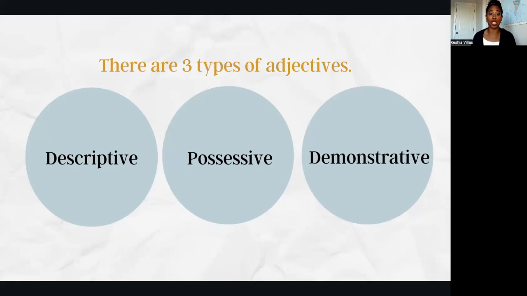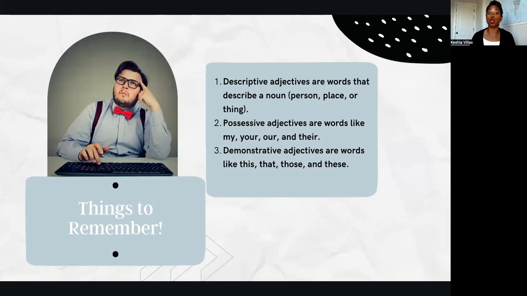We have three types of adjectives: descriptive, possessive, and demonstrative. When we talk about descriptive, we're referring to adjectives that describe a noun, a person, place, or thing. And then when we talk about possessive adjectives, we are referring to words like mi, mis, tu, tus, su, sus, nuestros, nuestras, nuestro, nuestra. Demonstrative adjectives, which we are discussing today, are words like this, that, those, and these.